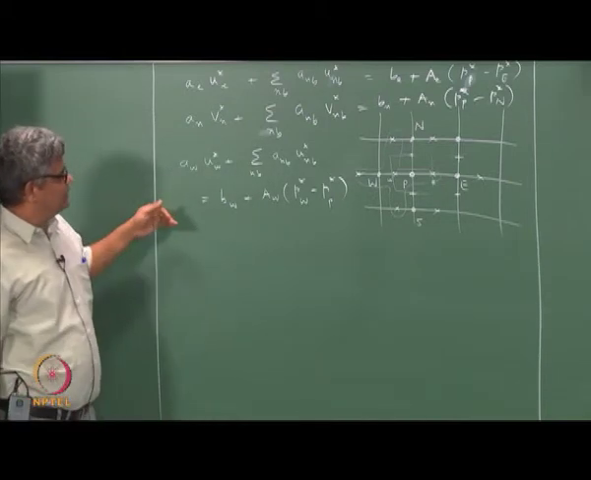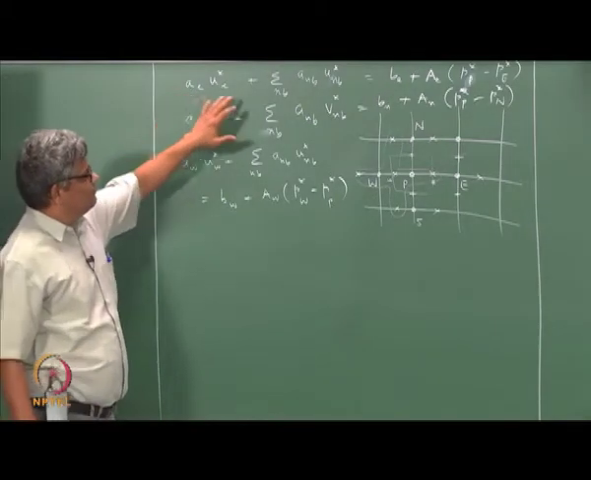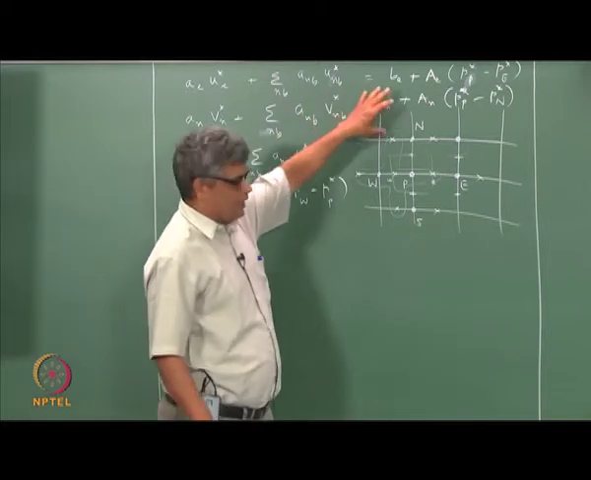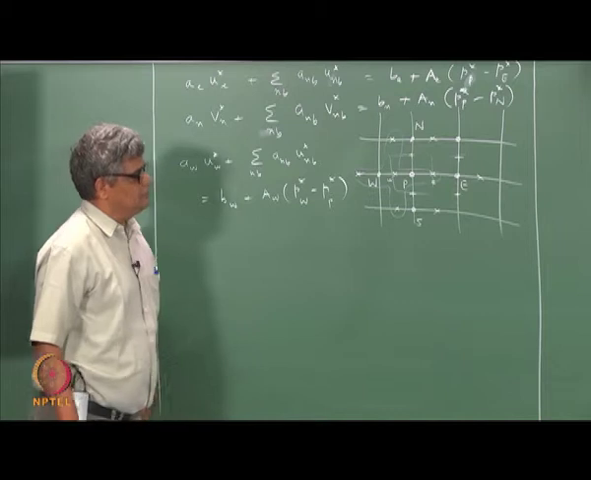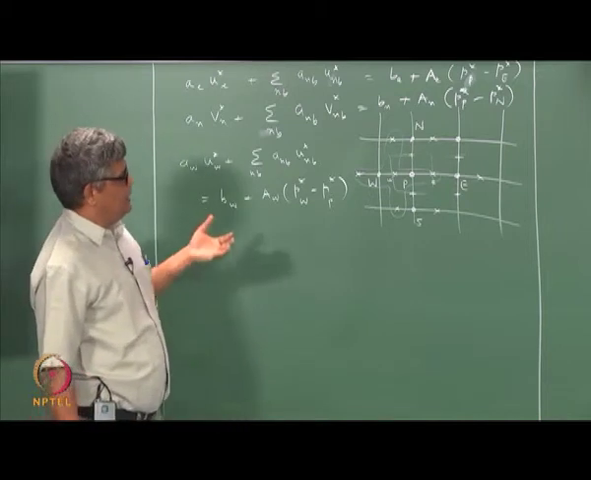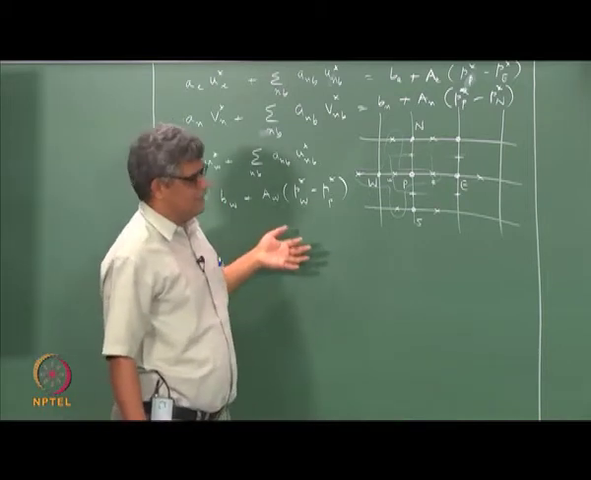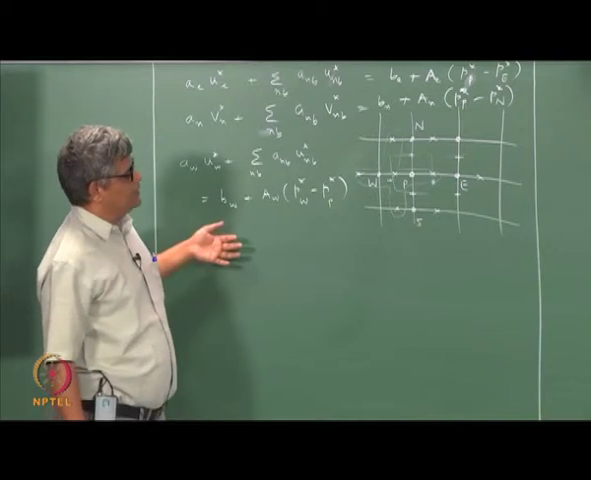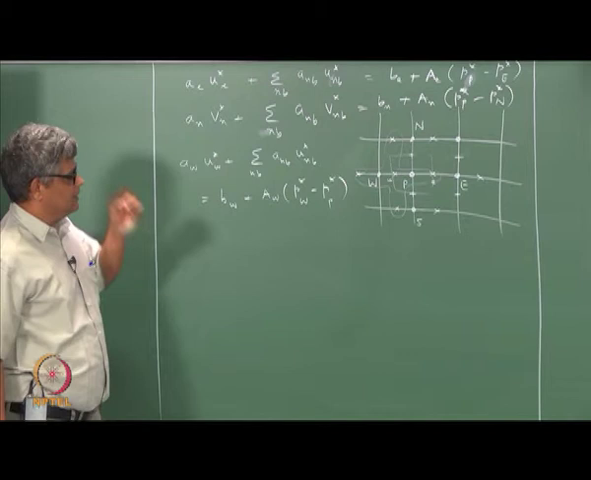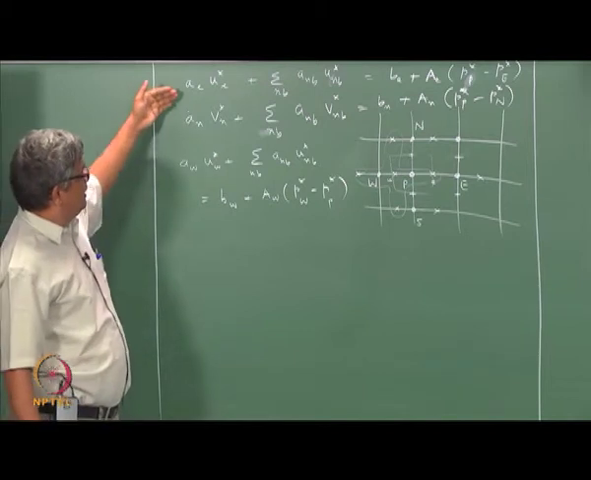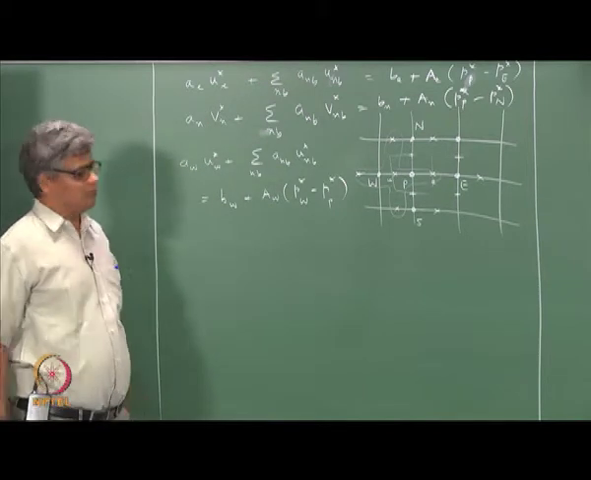And as we have seen in the previous lecture, these coefficients can be computed using previous guess values, previous iteration values, and geometrical parameters like delta x, delta y, and physical parameters like rho and viscosity and other things. So, everything about these coefficients is known.